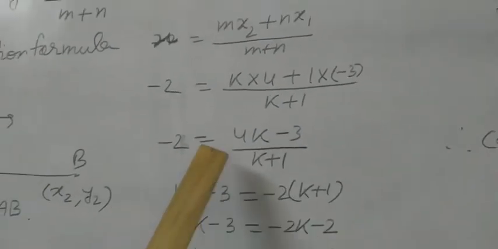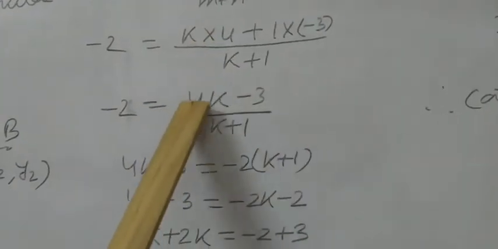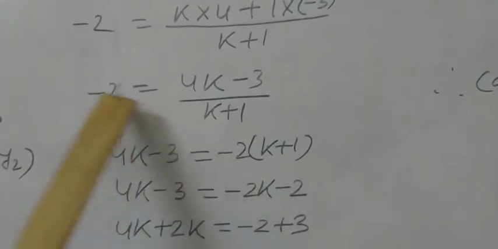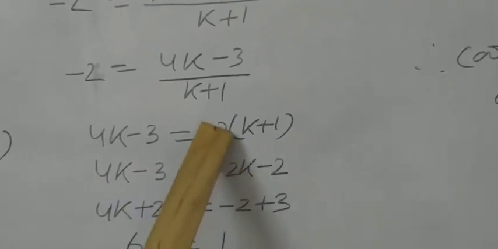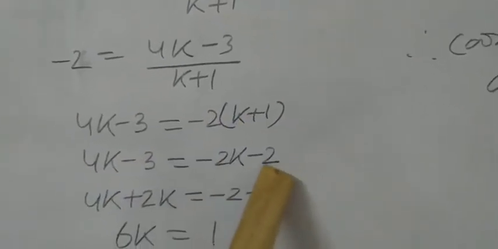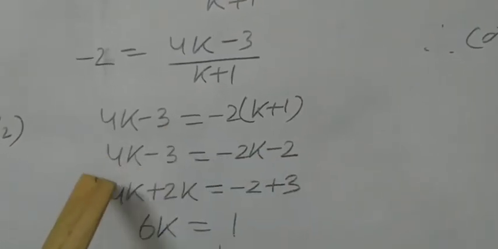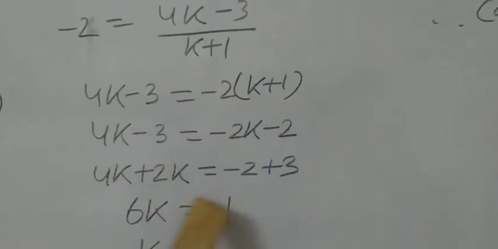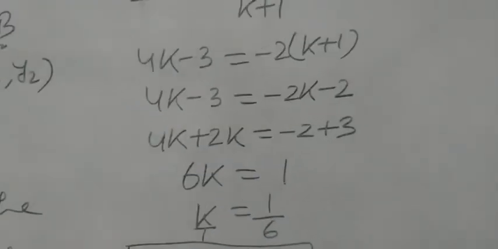So minus 2 equal to (4k minus 3) upon (k plus 1). Let's do cross multiplication. 4k minus 3 equal to minus 2 multiplied by (k plus 1). 4k minus 3 equals minus 2k minus 2. When we open the bracket, sign will be changed, student. Minus 2k will come this side. 6k equal to minus 2 plus 3, 6k equal to 1. K equal to 1 upon 6.